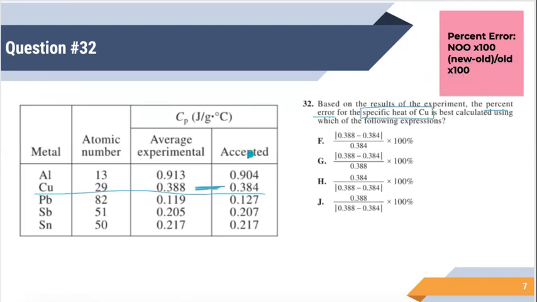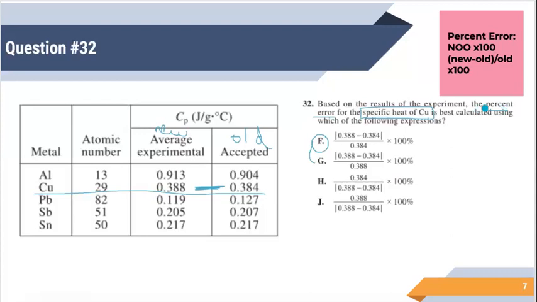Okay, so our new number will be the number that they found in their experiment. Here is the new number. And our old number is the accepted number that all scientists agree on. So if we do new minus old divided by old, that would be 0.388 minus 0.384. So it's going to be one of these two, F or G, divided by old, so divided by 0.384, and that would be F. And then you times 100 to turn it into a percent for percent error.